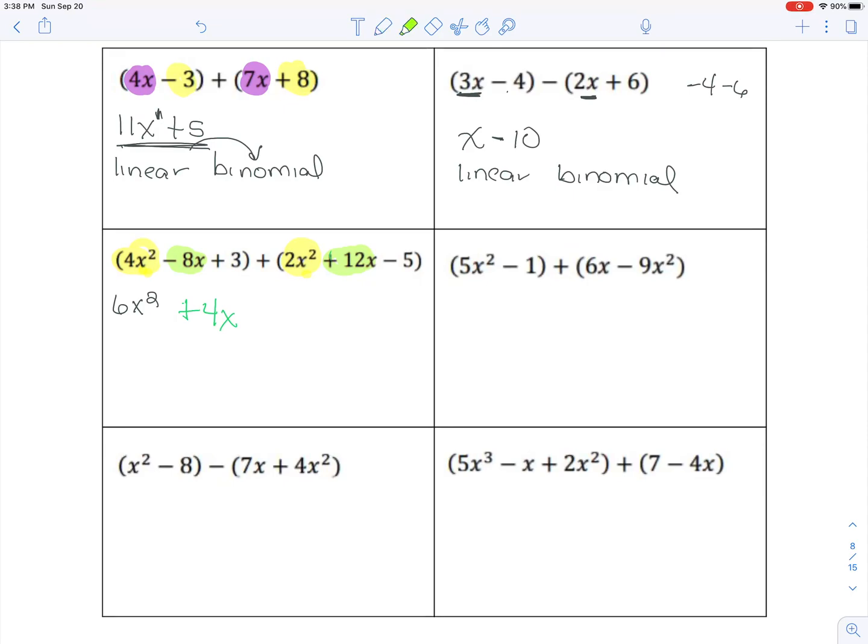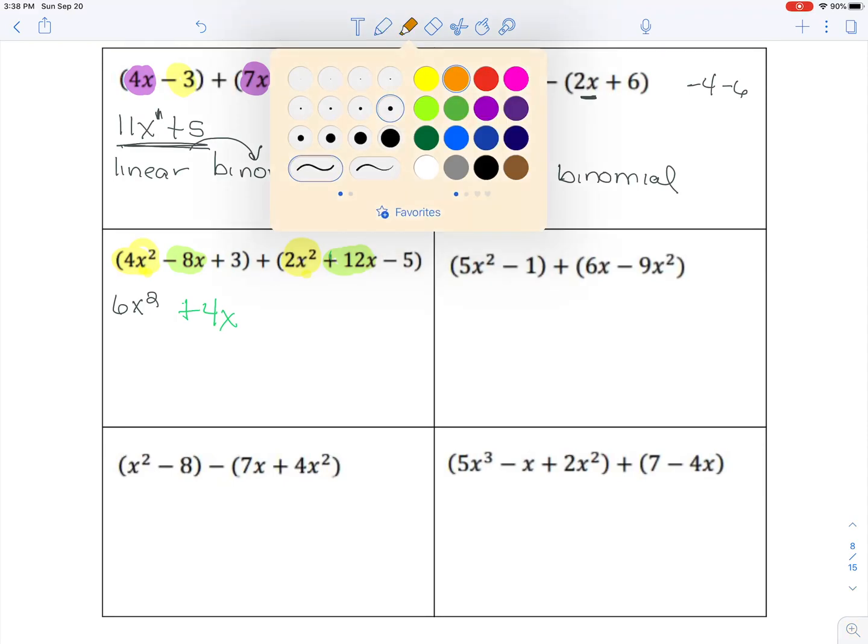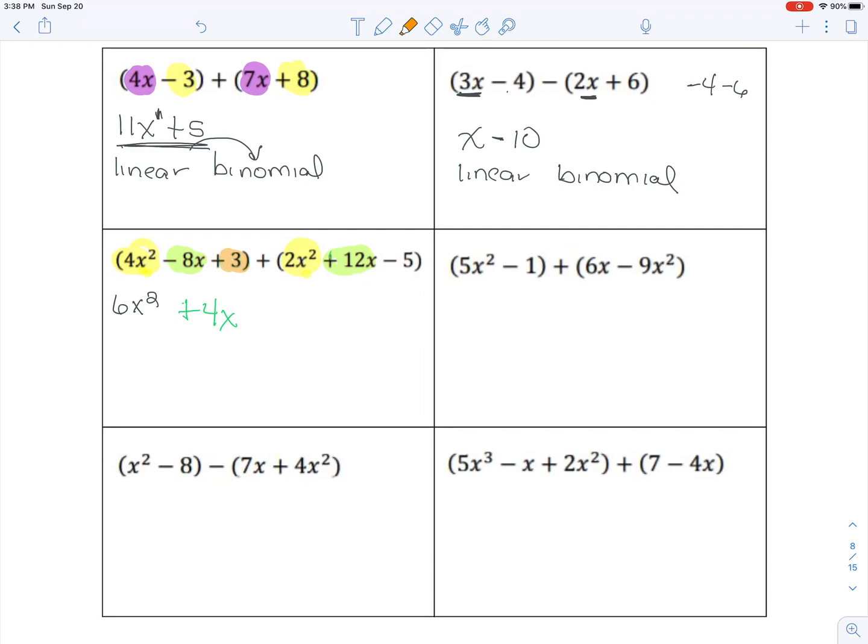And then the last, the constants are like terms. So negative 3 and minus 5 is 2. And this is a quadratic trinomial. It's quadratic because its highest exponent is 2. And it's a trinomial because it's 3 terms.